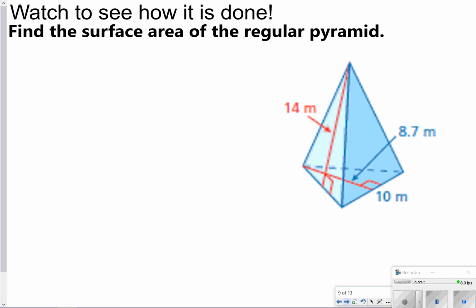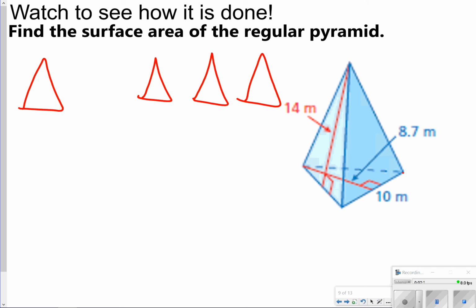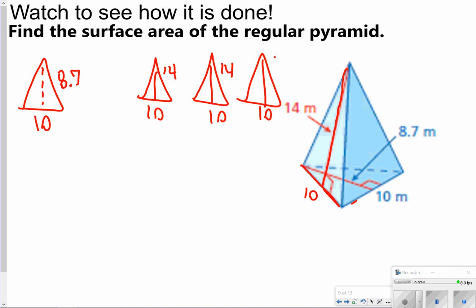The next one, I'm going to show you how this one is done. This one is a little bit different. This is a triangular pyramid, so all the shapes that you're dealing with are triangles. You do need to make sure that you pay close attention here to see what numbers go with what. Notice here on the base, we have a 10 by 8.7. Okay, the faces are a little bit different. You're still going to have 10 here, but notice your height now is this 14, so 10 by 14. So you do have to be careful on these triangular pyramids.